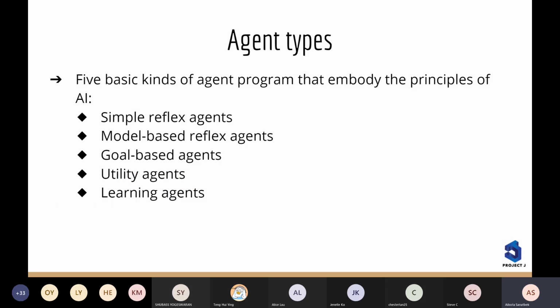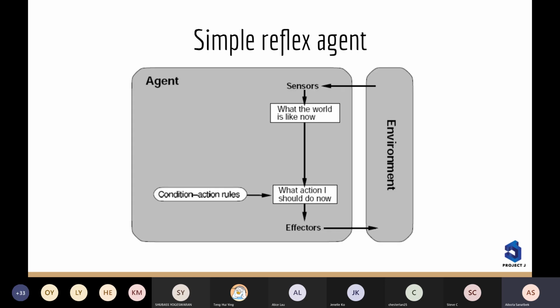In principle, there are 5 types of agents. The first one is the simple reflex agent. The next are model-based, goal-based and utility-based agents, and finally, learning agents. Agents are classified into these 5 categories based on their degree of intelligence and capacity. Now let's look at those one by one.